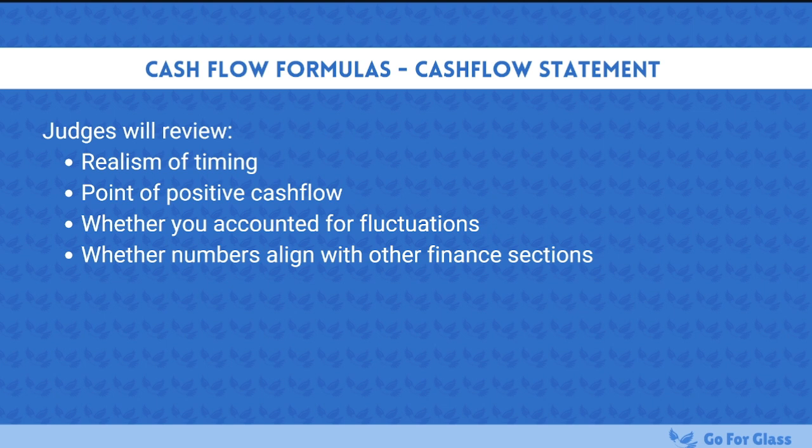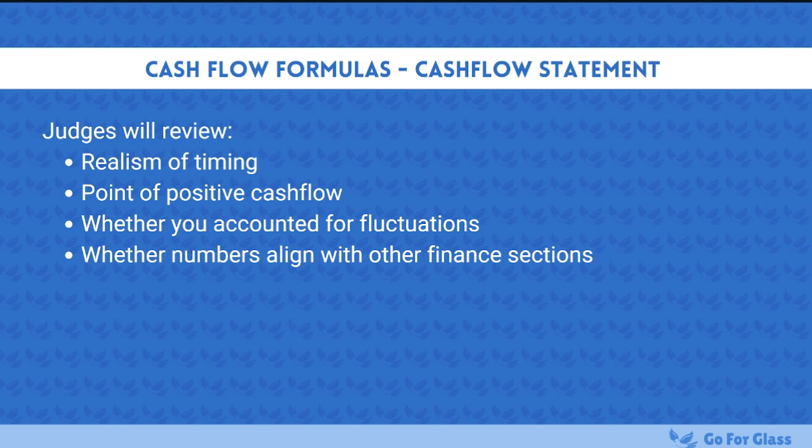Judges will review your monthly plan to determine if your timing of income and expenses is realistic, whether you reach a point of positive cash flow where inflows exceed outflows, if you have accounted for shortfalls or seasonal dips, and whether your numbers align with your operational, sales, and funding sections. A strong cash flow statement demonstrates financial feasibility. It reinforces that your plan is achievable based on projected business activity.